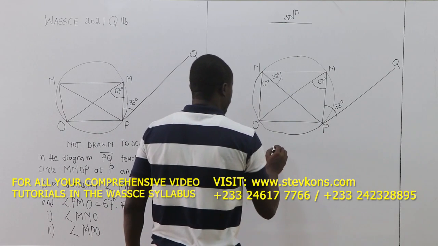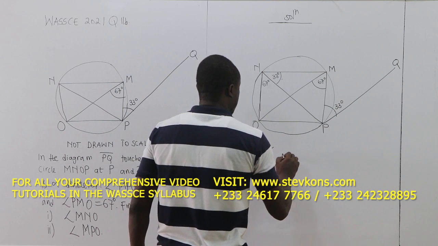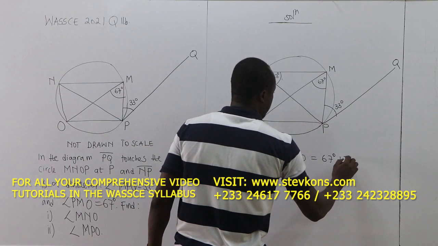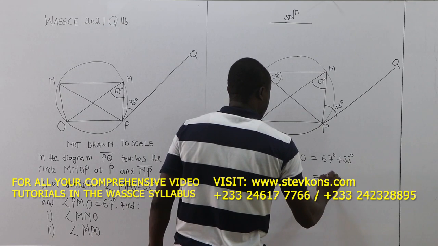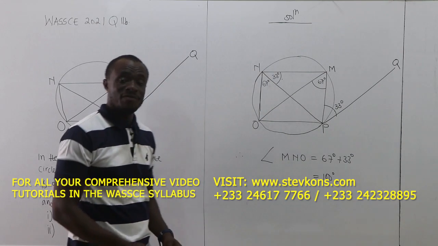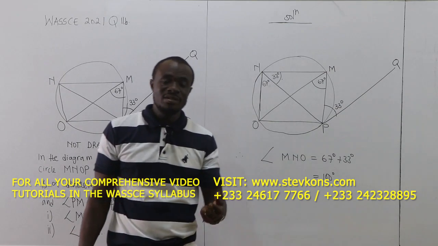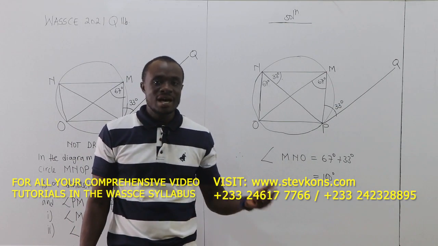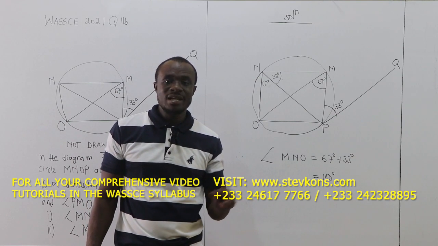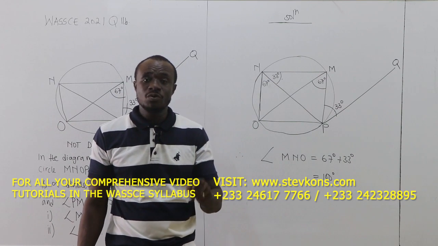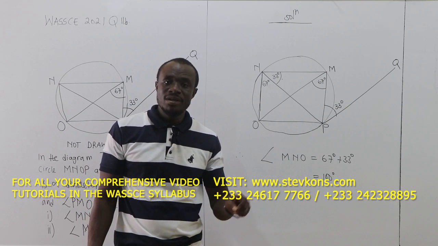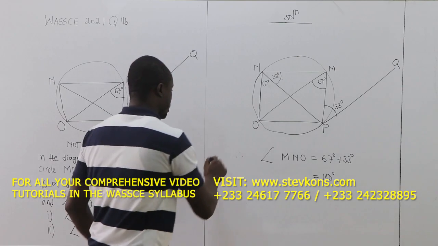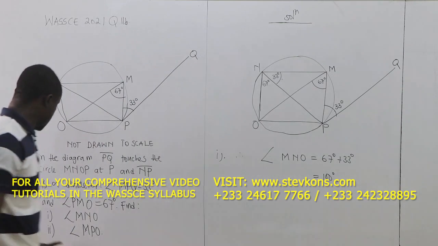Therefore, our angle MNO is just 67 degrees plus 33 degrees, and this is just 100 degrees. That's very, very easy. We use two properties. The angles a chord makes at the circumference in the same segment are equal, and the angle a chord and the tangent make is equal to the angle the chord makes in the alternate segment. So this is equal to 100 degrees. That's the first one. Now let's see the second one.